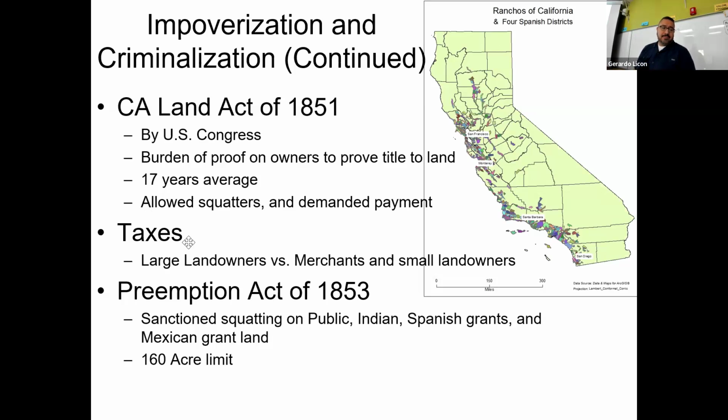Then there were taxes. The way tax law was set up in California is that if you were a large landowner, you would have to pay high taxes. If you were a merchant or a small landowner, you wouldn't have to pay high taxes. And so again, it didn't say, you know, this is a tax law to get Californians to lose their land and make it easier for new Anglo-American arrivals from the East to not have to pay taxes, but that's in effect what it did.